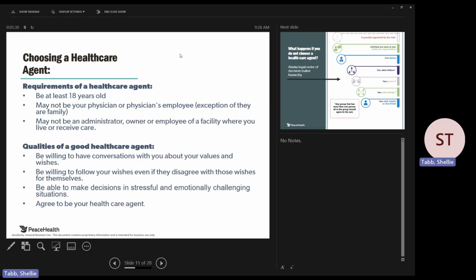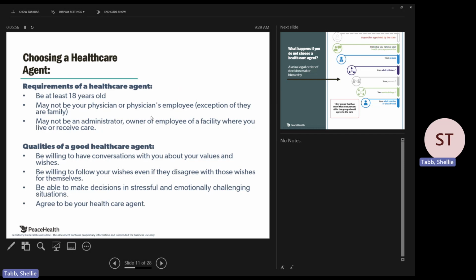So when you're choosing a healthcare agent, let's think about some of the requirements that are involved. First one, of course, is that they need to be a legal adult, so 18 years old or older. They may not be your physician or physician's employee, with the exception of if they are family. And they may not be an administrator, owner, or an employee of a facility where you live or receive care.